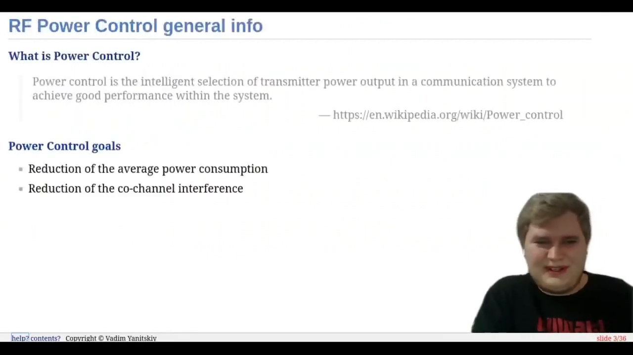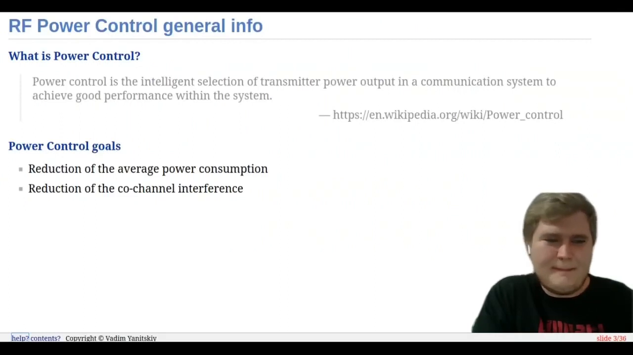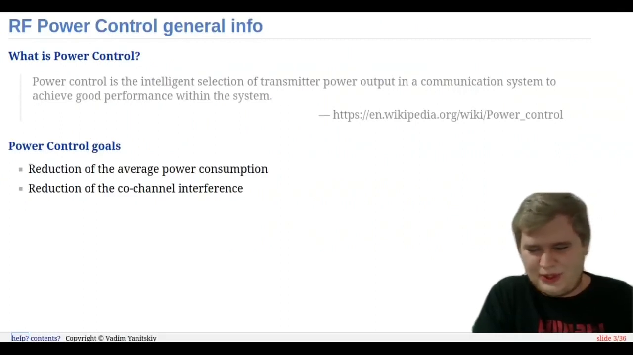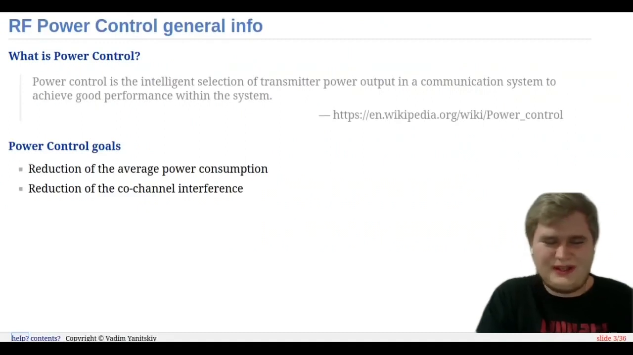So Wikipedia defines power control as an intelligent selection of the transmitter power in order to achieve good performance within the system. But what in general one needs to know is the goals of power control. That's a reduction of the average power consumption, which is important on the mobile station side. You don't want to waste your battery, and reduction of the co-channel interference, which is super important for the network providers, especially with the tight spectrum reuse.